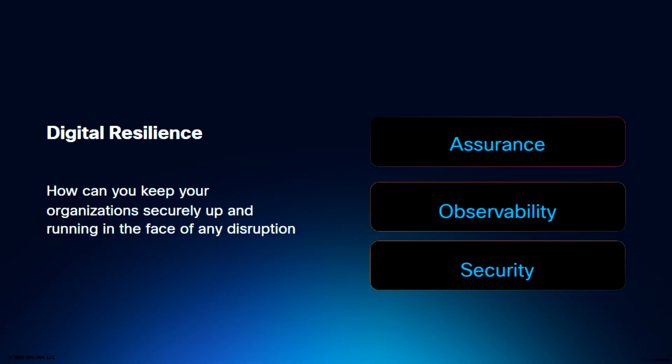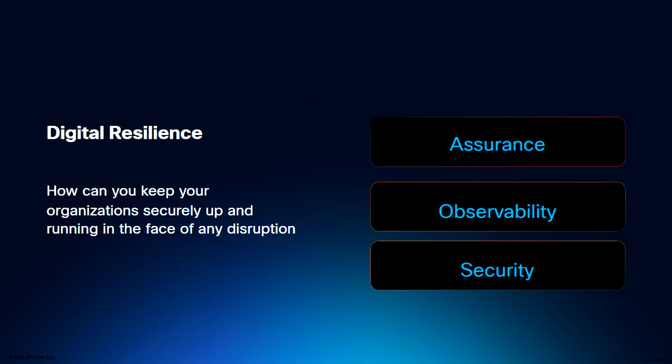At Cisco and Splunk, we believe that digital resilience is built on three pillars that work together. That's assurance, observability, and security. The assurance aspect of it is knowing that the network and the services your users depend on are working as expected, end to end, even across networks that you don't own. Observability is having that deep, real-time insight into your applications and your infrastructure. So when something does break down, you understand the why and not just the what.